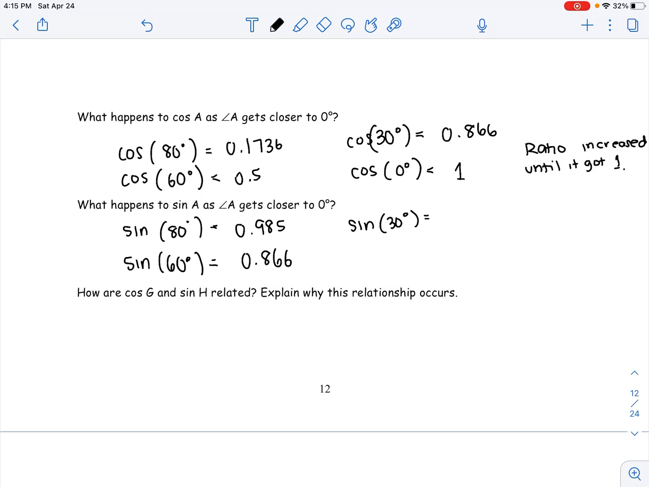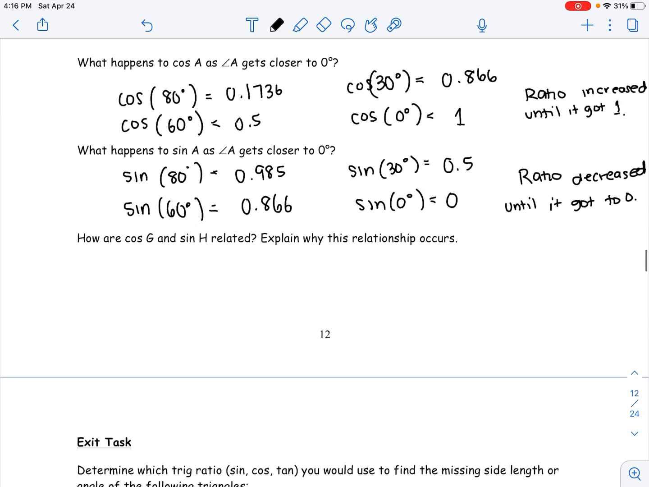And then we have sine of 30. You'll see that the numbers kind of swap from cos, 0.5, and then sine of 0 is 0. So you will see that the ratio actually decreases until it got to 0. So for cos, the number is going to increase as your angle goes down, versus for sine, as your angle goes down, you're going to decrease your value.